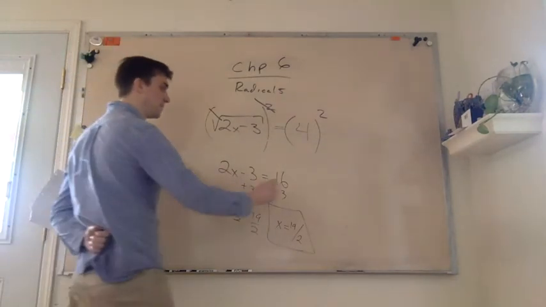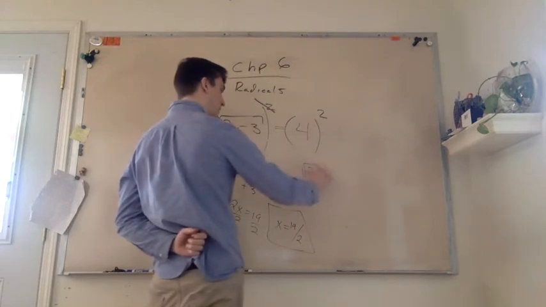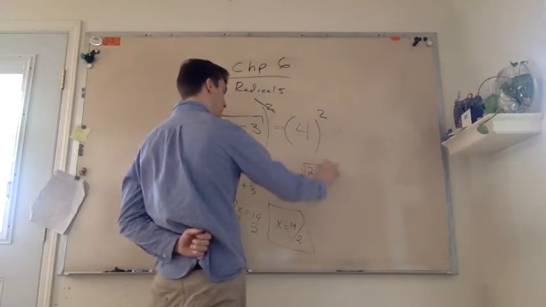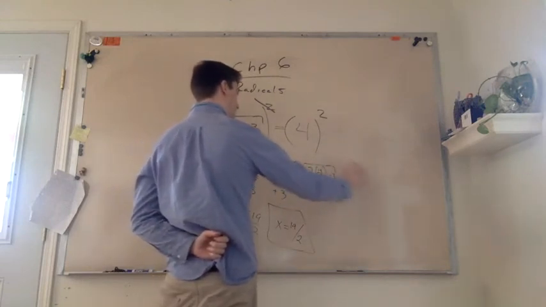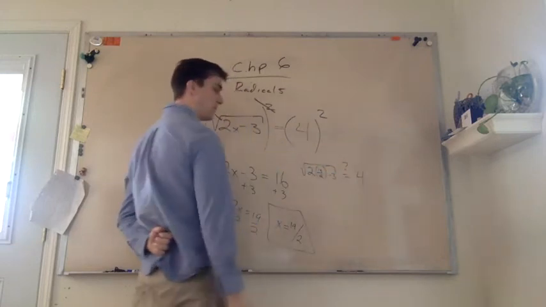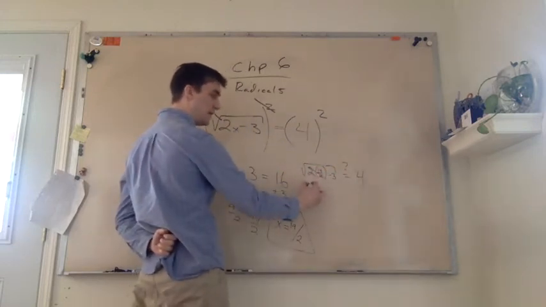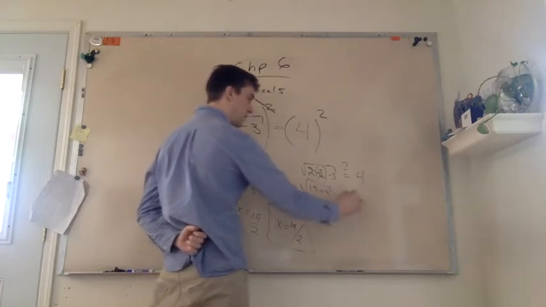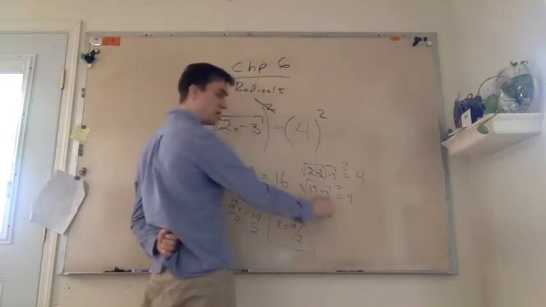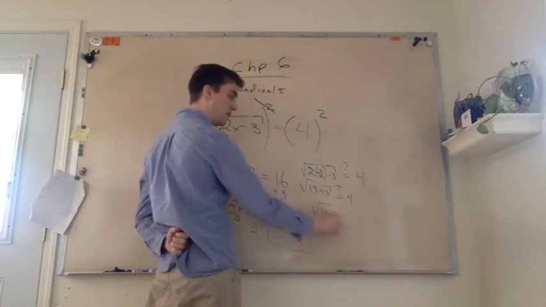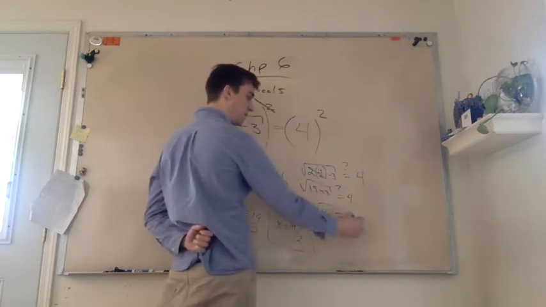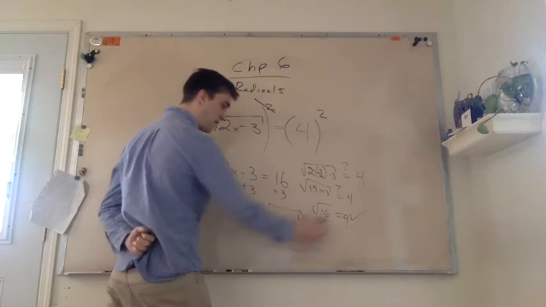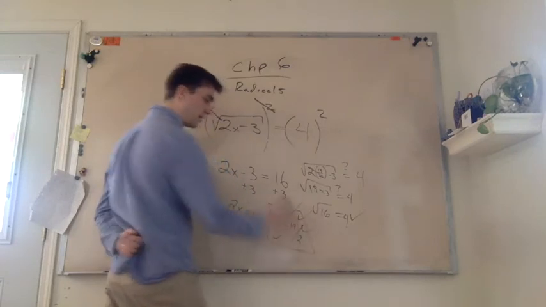So let's check this. Is the square root of 2 multiplied by 19 over 2 minus 3 equal to 4? 2 times 19 over 2 is 19. Is the square root of 19 minus 3 equal to 4? 19 minus 3 is 16. Square root of 16 is 4. So this works. Verified. Definitely the right answer. Yay.